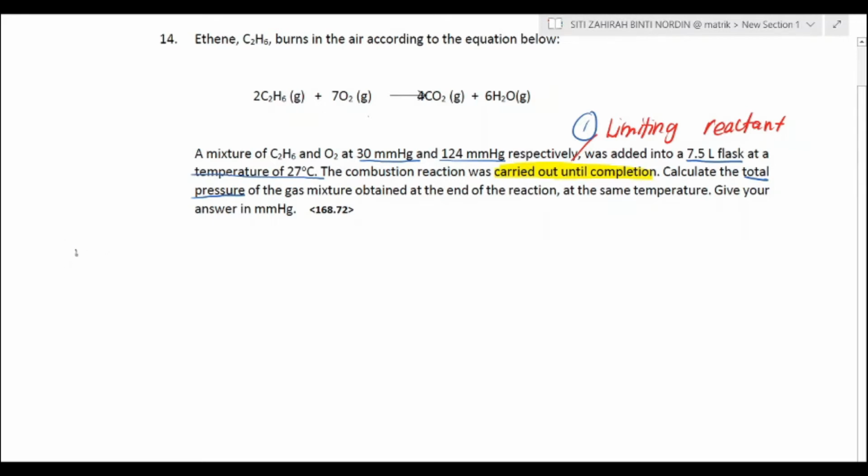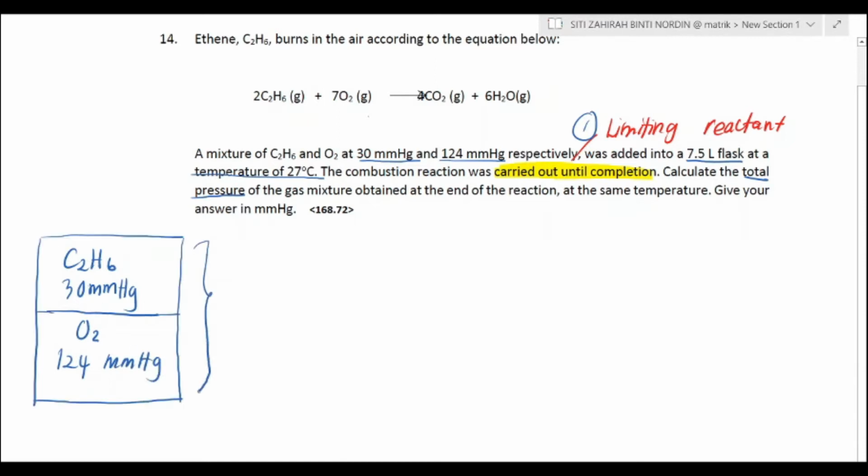Okay, again, we've got C2H6 with pressure of 30 mmHg and O2 with a pressure of 124 mmHg. So when they are mixed in a container, it has a volume of 7.5 liter and temperature of 27 degrees Celsius. Again, calculate the total pressure of the gas. Okay, this is not a displacement of water question, so we can be considering using the formula of PV equal to nRT, or we can use the formula of partial pressure.